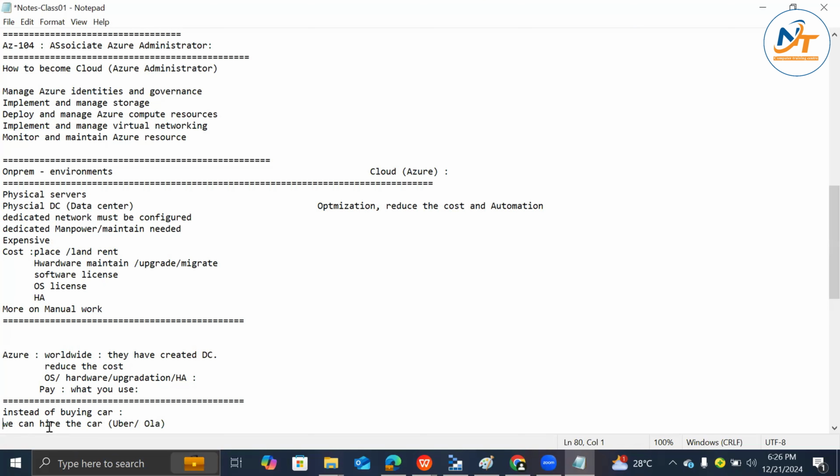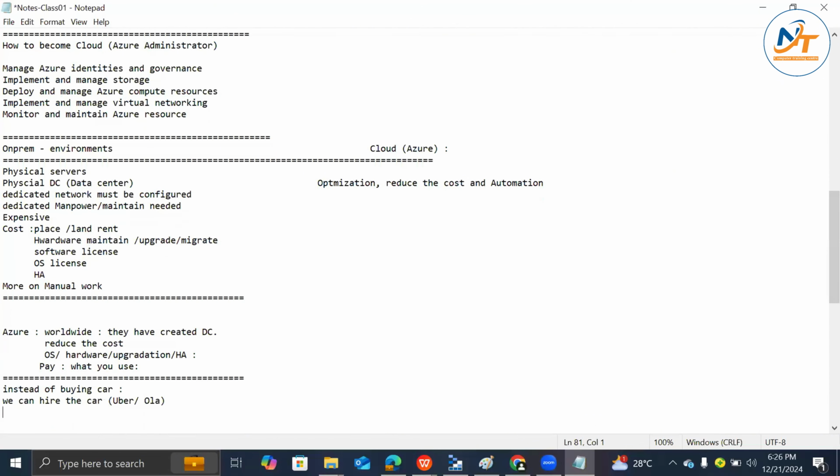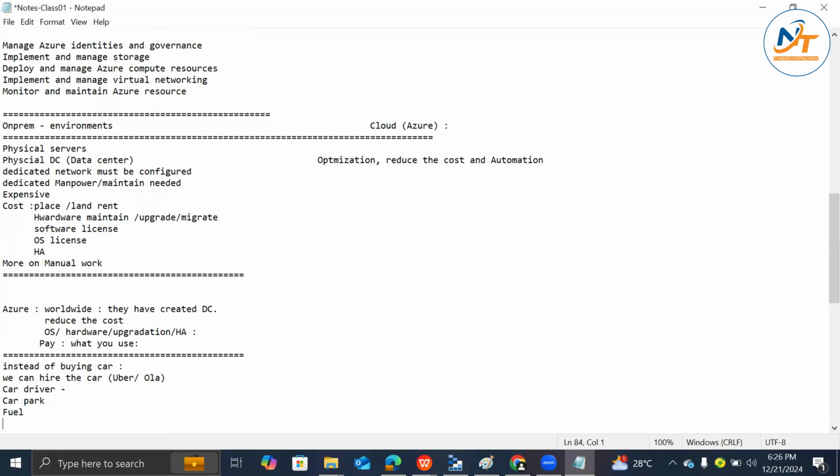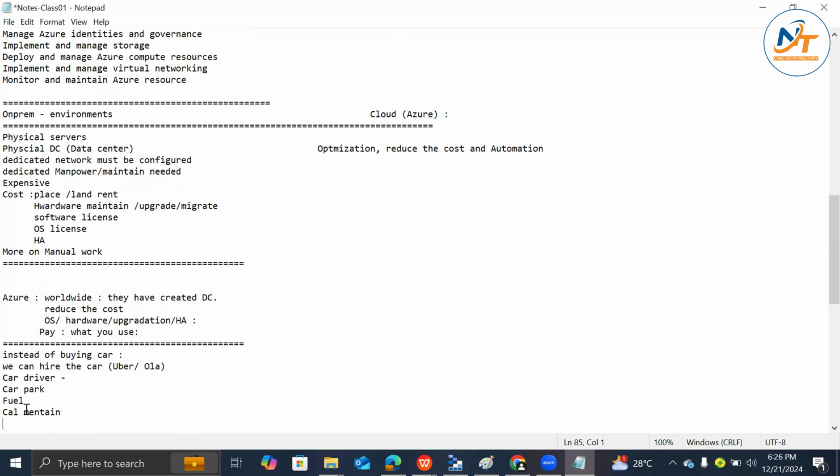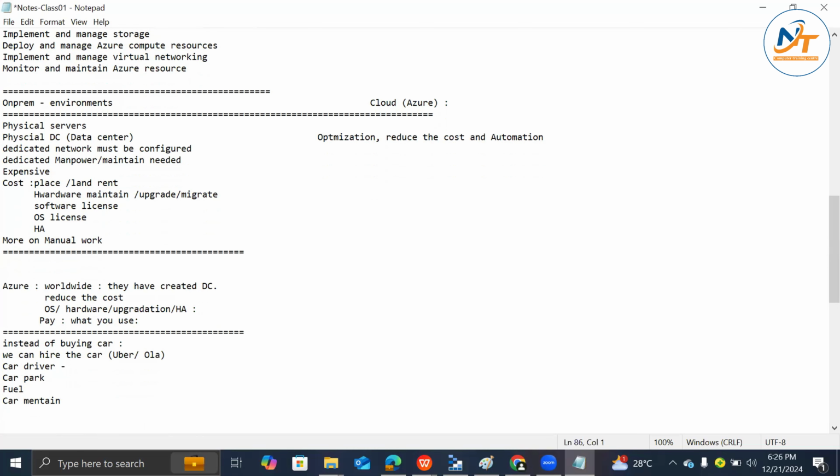And in this, when we hire the car, we don't worry about a car driver. Car driver, we don't need. Car parking, we don't worry about. Fuel, we don't worry about. Car maintenance, we don't worry about. Yes or no? You agree or not? And what else? You just travel. We just travel, how much distance we travel, and pay accordingly.